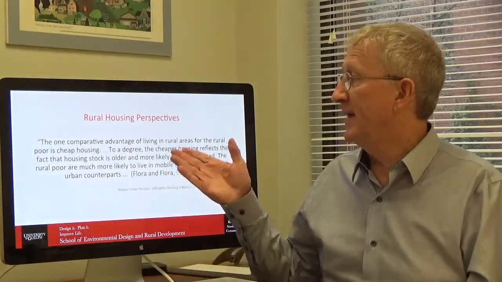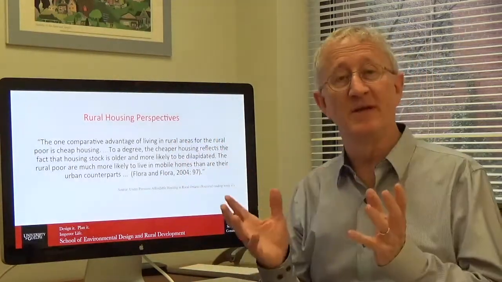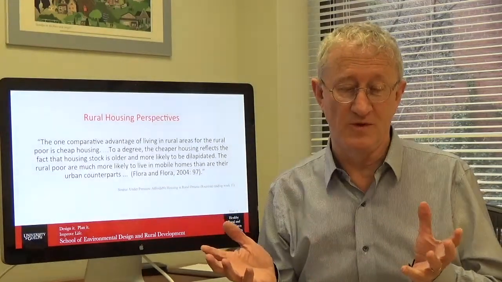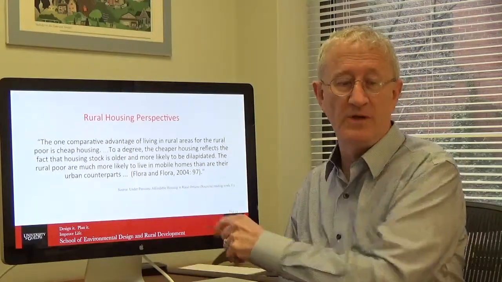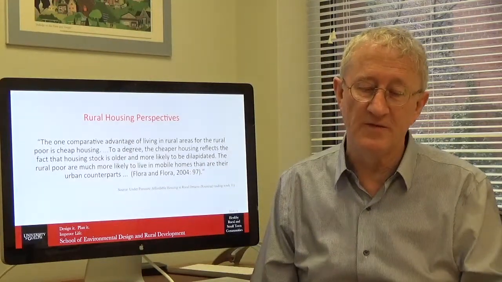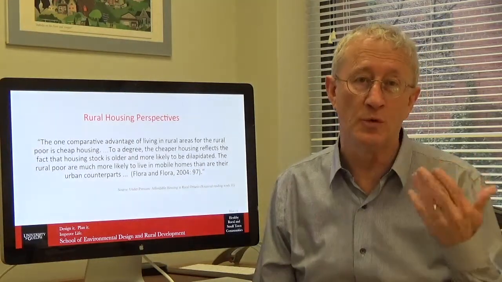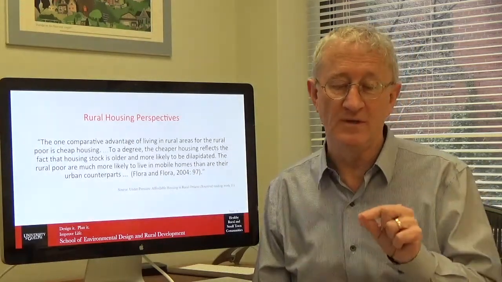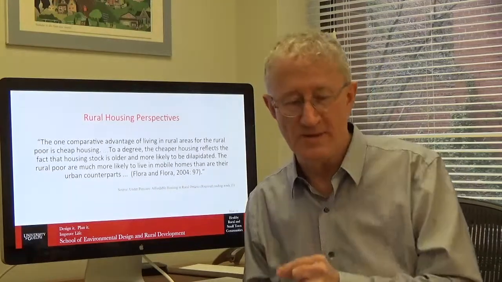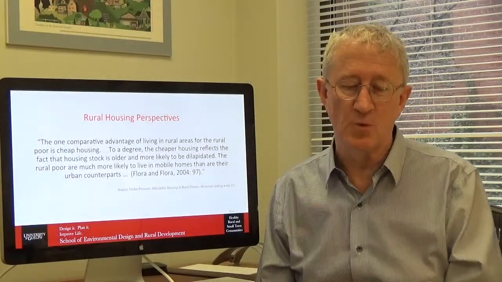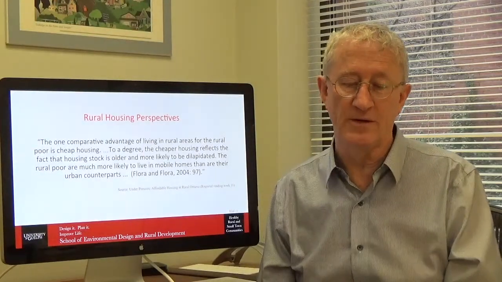So as we look at rural housing, one might traditionally think that there's an advantage to living in a rural community. And it speaks here to one comparative advantage, and this is coming from the assigned reading this week: the one comparative advantage of living in rural areas for the rural poor is cheap housing. To a degree, the cheaper housing reflects the fact that housing stock is older and more likely to be dilapidated. The rural poor are much more likely to live in mobile homes than are their urban counterparts.